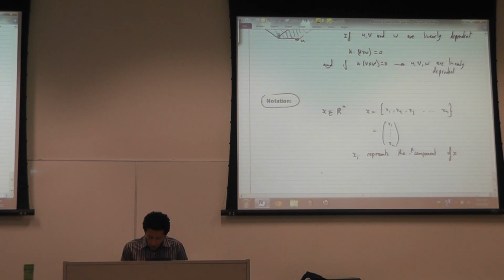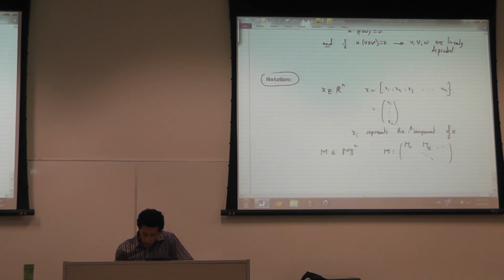And if M is a matrix in the space of the n by n matrices, then M has the form M11, M12, and so on. Mij is a real number representing the component in the ith row and jth column.